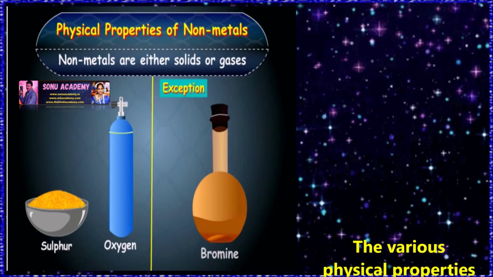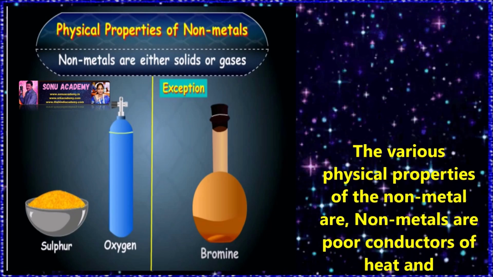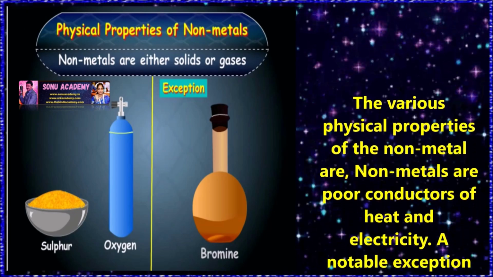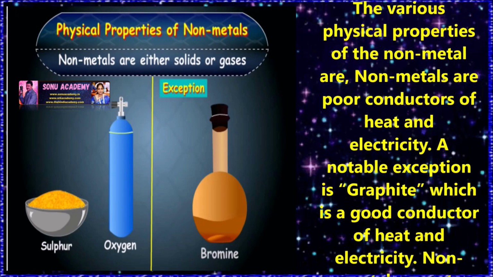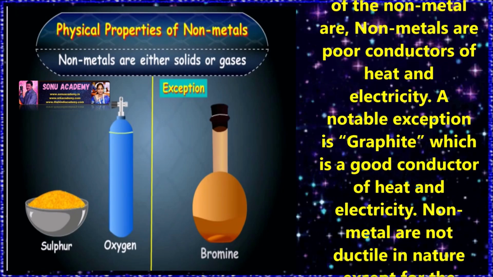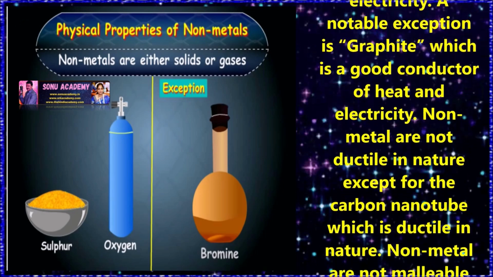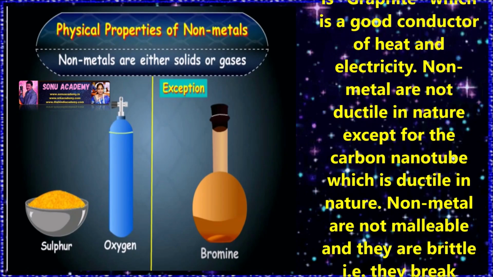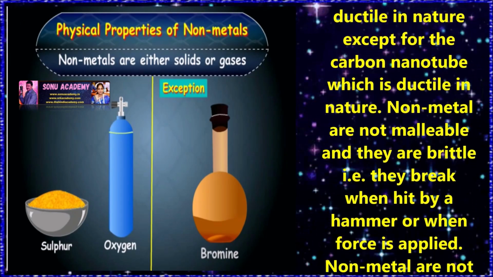Children, let us discuss the physical properties of non-metals. The various physical properties of the non-metals are: non-metals are poor conductors of heat and electricity. A notable exception is graphite, which is a good conductor of heat and electricity. Non-metals are not ductile, except for the carbon nanotube, which is ductile.